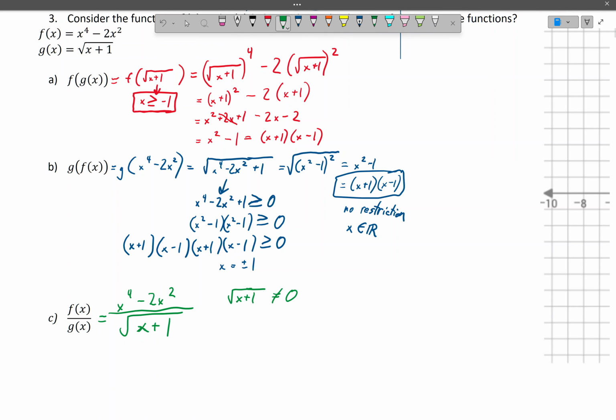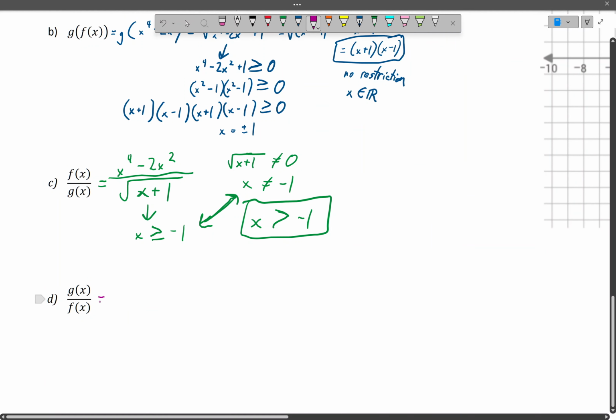So in this case, because the denominator here is a radical, the radical tells us we can't have a negative inside of a radical. So x must be greater than or equal to negative 1. And since this cannot equal 0, x cannot equal negative 1. So if we combine these two ideas together, then we can say, well, x must be greater than negative 1. And that is our new domain.